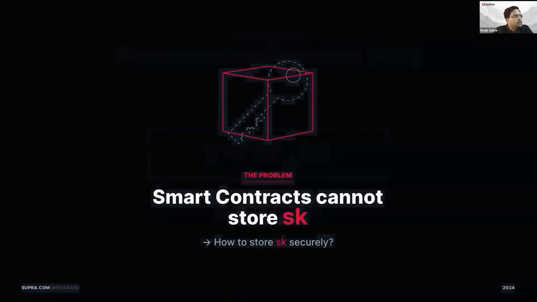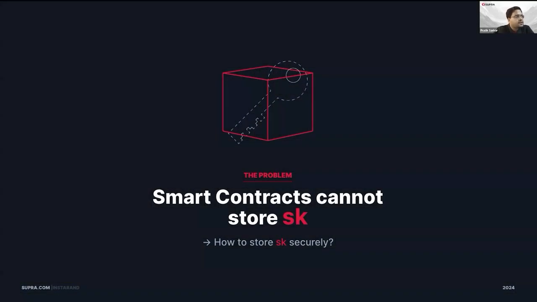However, there's a problem. Smart contracts cannot store secret keys on chain because the states are public. There's another way to do this using private smart contracts, but we will not go into that. We will assume public smart contracts. So here SK cannot be stored. So how do we solve this?